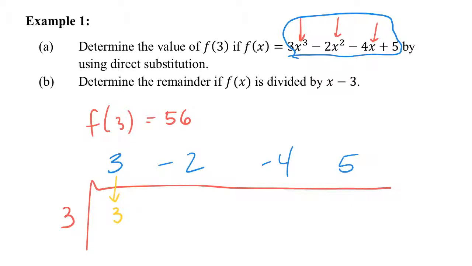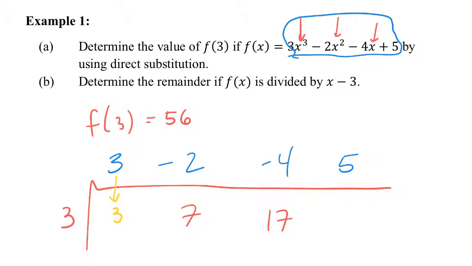It's the same process. So 3 by 3 is 9. 9 plus -2 is 7. So the 7 goes in this place right here. Then I do the same thing again. I multiply these two and add the next one. So I get here 21 plus a -4 is 17. And then finally, 3 times 17 is? Plus 5 is?